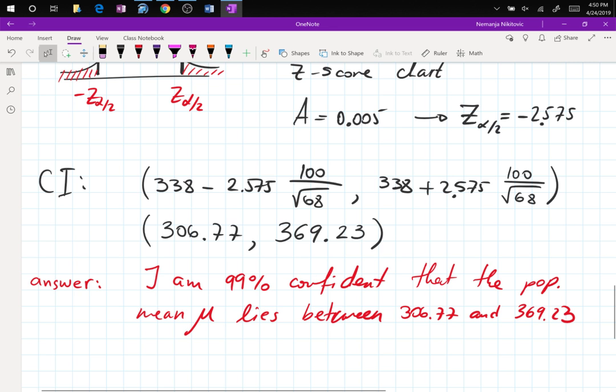Now, what are these confidence intervals for? Well, we don't know the population mean. All I have is the sample mean. So I'm creating a confidence interval around the sample mean to make a prediction, to estimate the population mean.